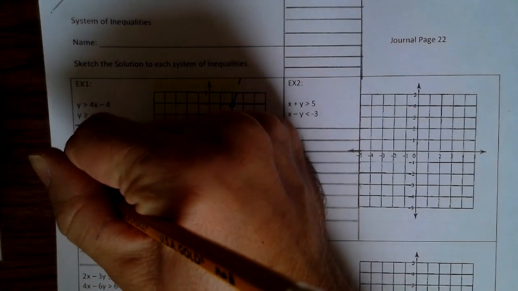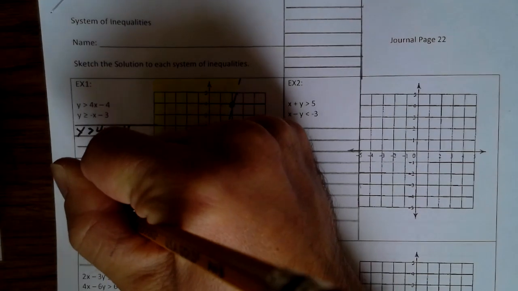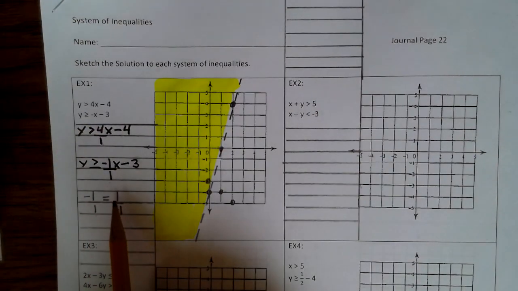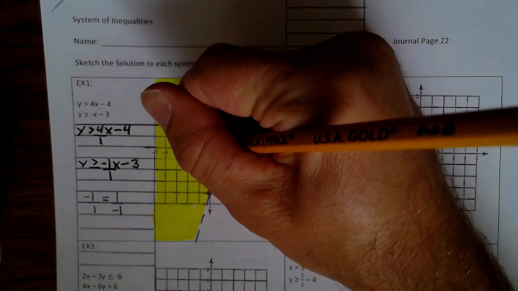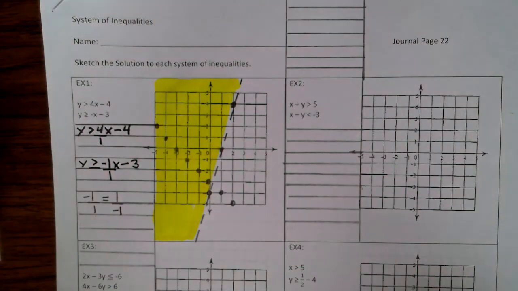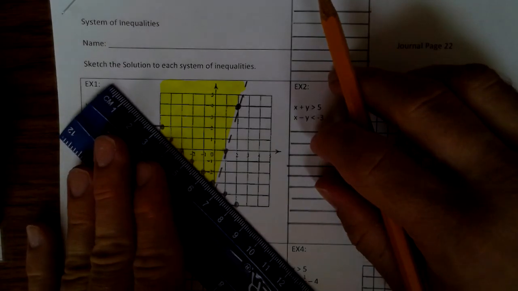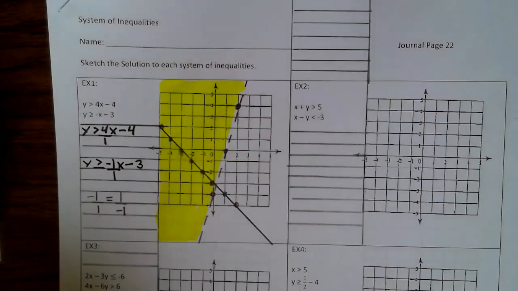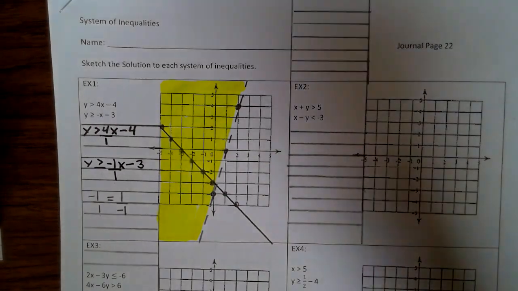But we know that -1 divided by 1 is equal to 1 divided by -1. So this goes down 1 to the right 1. This goes up 1 to the left 1. So up 1 to the left 1, up 1 to the left 1. Now, there's a line underneath, so it's a solid line. And it's greater than as well, so we shade above.